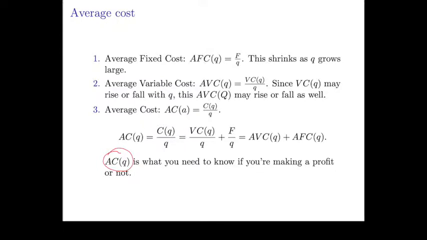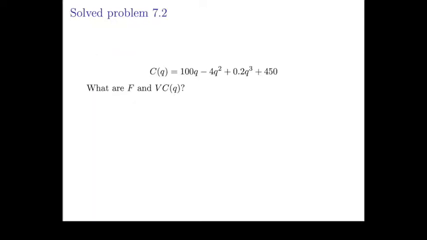Let's do a solved problem to illustrate what these concepts are. So let's suppose we start with this cost function. So our cost function, the cost of producing Q units, is 100Q minus 4Q squared plus 0.2Q cubed plus 450. So the first thing we want to do is figure out what the fixed and variable costs are. It's clear to see here the fixed cost is just 450 and the variable cost is everything else. So the fixed cost is 450, and the variable cost is this bit here, which depends on Q.